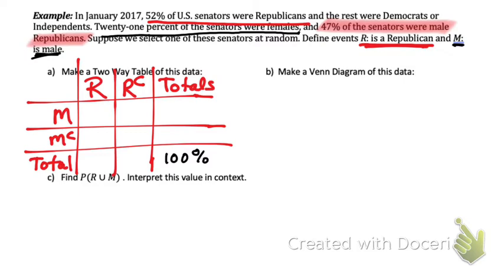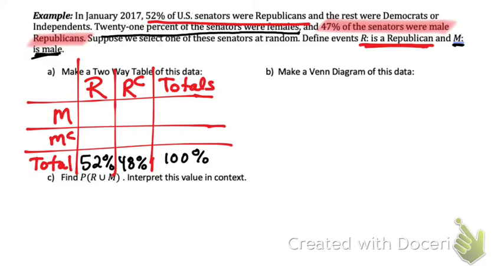So now we're going to reread the problem and put things where they go. 52% of U.S. senators were Republican. Where does that go? That goes in the left column, bottom left, our total. Very good. This is 52% total were Republican. So how many were not Republican, or Republican complement? That's 48%. Again, that is Democrats or independents, but in the context of what was defined, that is Republican complement.